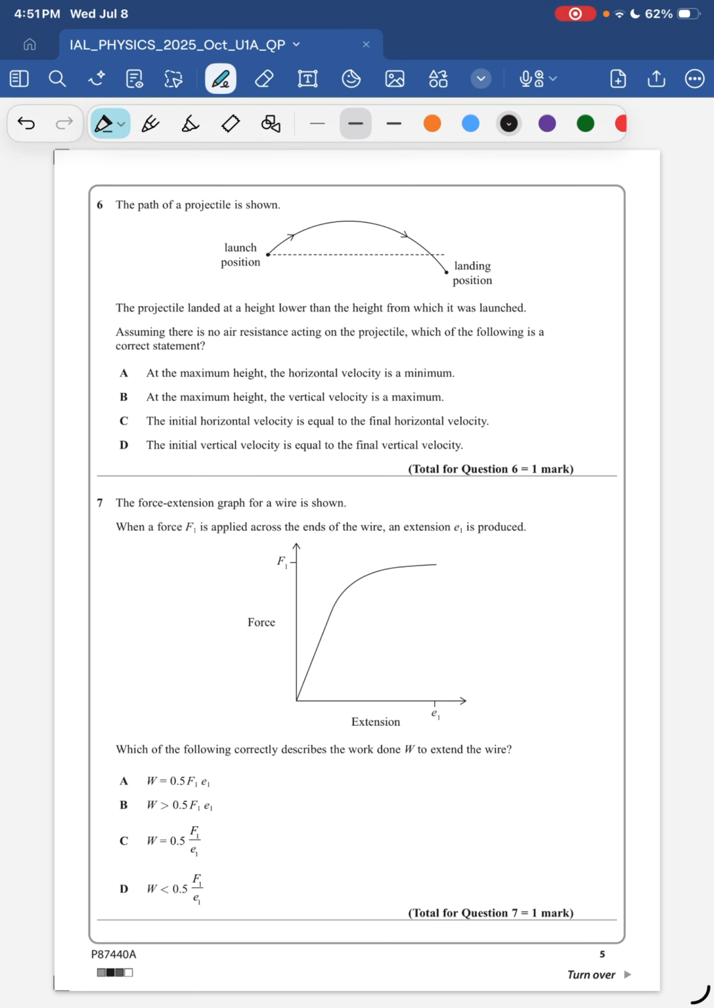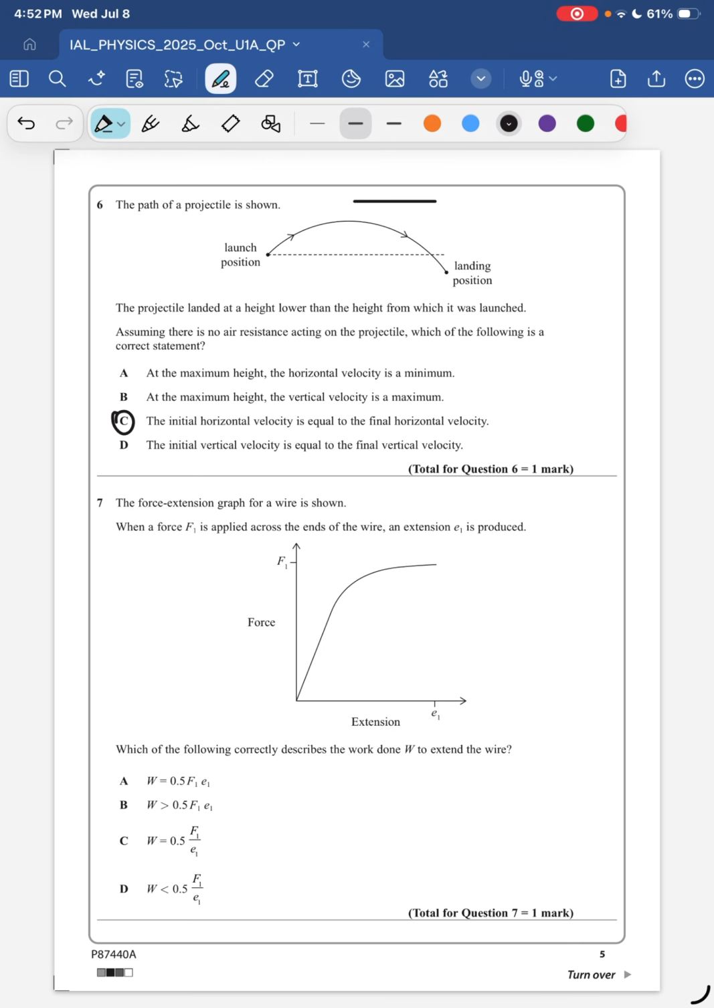Let's move to B. At the maximum height, the vertical velocity is a minimum. That's totally wrong because at the maximum height, the vertical velocity is 0. C, the initial horizontal velocity is equal to the final horizontal velocity. That's correct, because there are no forces acting in the x direction. If there was air resistance, that would not be the case. And D says the initial vertical velocity is equal to the final vertical velocity. No.